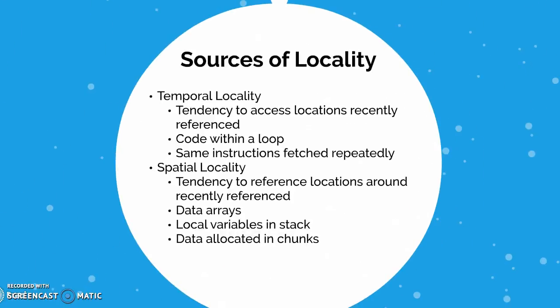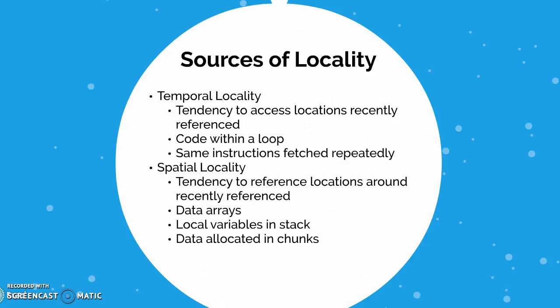There are two sources of locality: temporal locality and spatial locality. Temporal locality tends to access locations recently referenced. The code is within a loop, and the same instructions are fetched repeatedly. Spatial locality tends to reference locations around those recently referenced, such as data arrays and local variables in the stack, and data is allocated in big chunks.